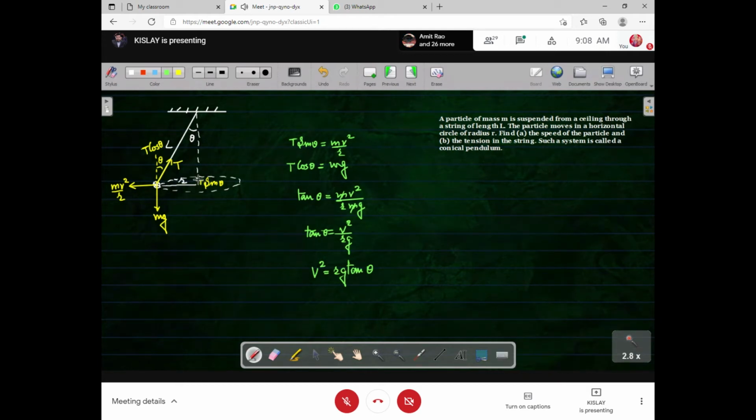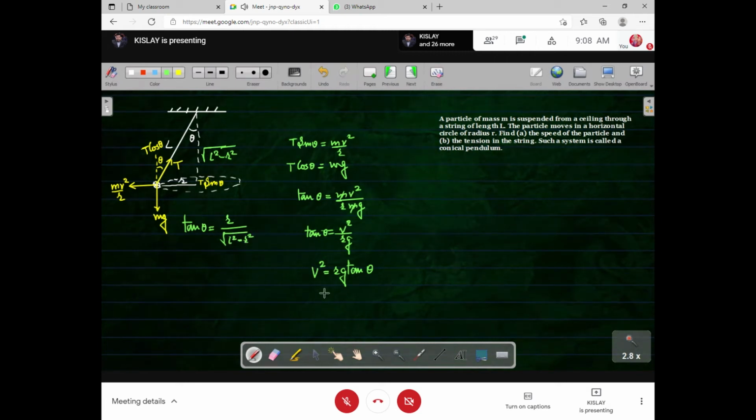This is r, this is L. L is the hypotenuse and r is the perpendicular for theta. So first of all, we must find this length, the base for this triangle, for this angle. Root of L square minus r square is this side. If we want to write tan theta, then we write perpendicular upon base. Perpendicular is r and base is root under L square minus r square.